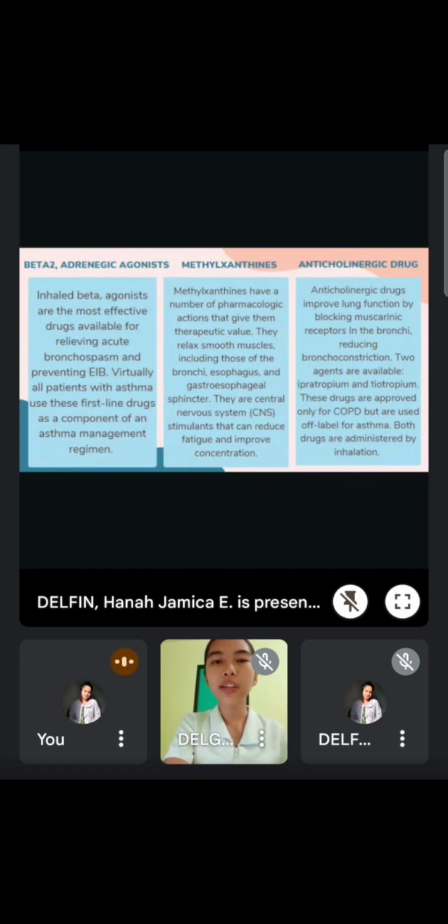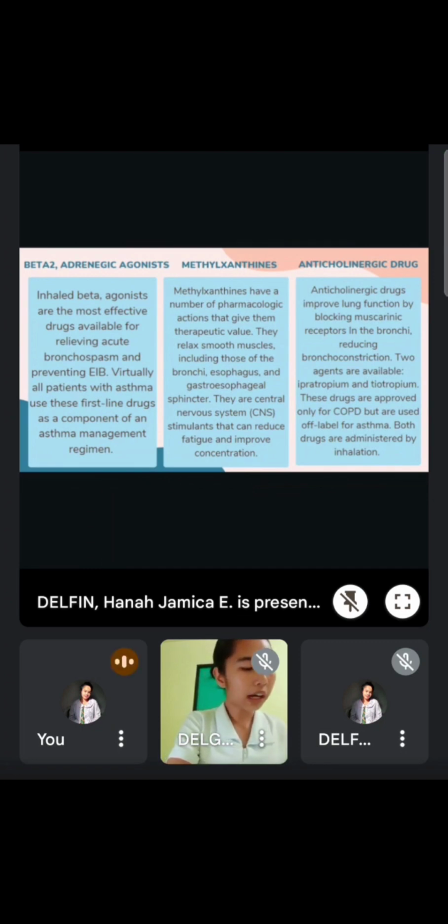Beta-adrenergic agonists: inhaled beta-agonists are the most effective drugs available for relieving acute bronchospasm and preventing EIB. Virtually all patients with asthma use these first-line drugs as a component of an asthma management strategy. Beta-2 agonists may be administered orally or by inhalation, and their effects may be brief or prolonged.